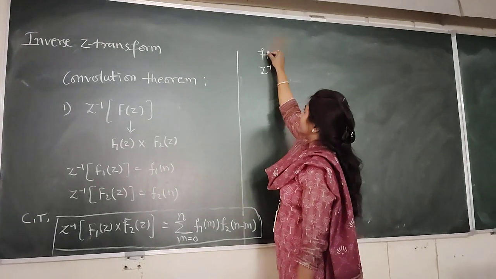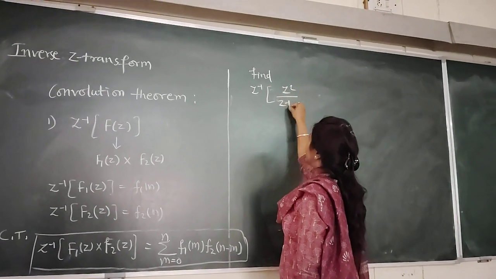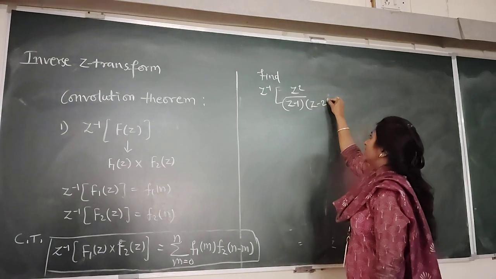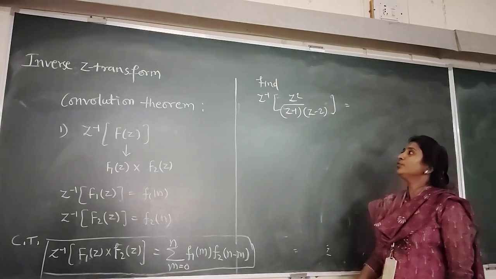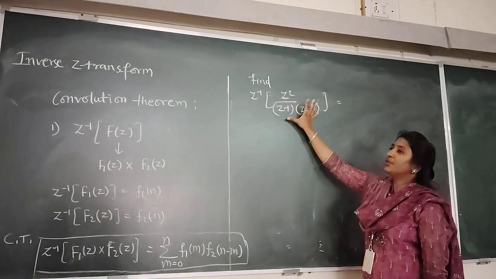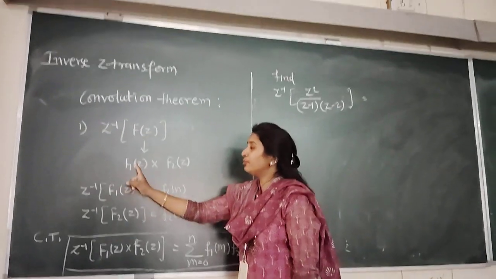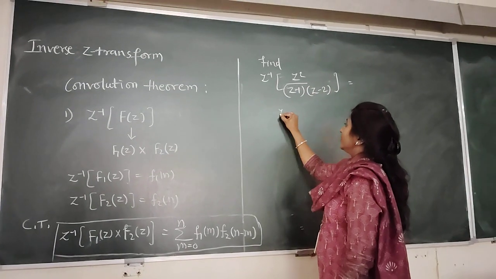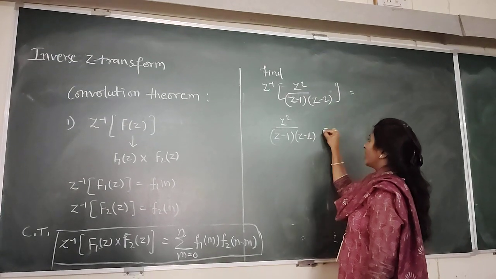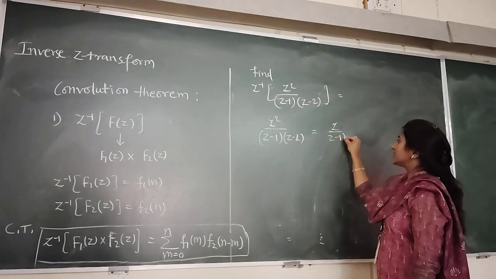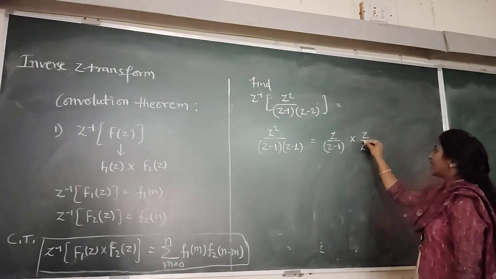Find Z inverse of z square upon (z minus 1)(z minus 2). This is one of the basic examples here. So first step, we have to find the Z inverse of this given function, and according to the steps we have to break F(z) in two parts. So here F(z) is z square upon (z minus 1)(z minus 2). Now break it in two parts like z upon z minus 1 and z upon z minus 2.